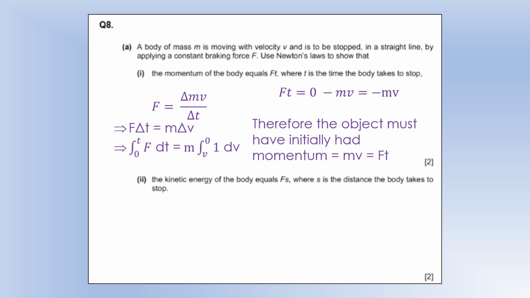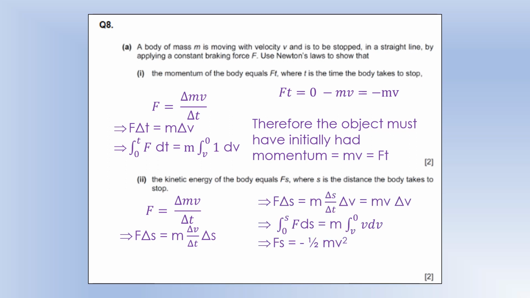Kinetic energy we're going to do in a similar way with one additional step. We multiply both sides by a small change in displacement, delta s. The reason is that's how we turn force into energy: we find the area under a force-displacement graph, or we integrate force with respect to distance. Then there's a sneaky trick, because I'm going to swap the delta v and the delta s over, and delta s over delta t is just equal to velocity.